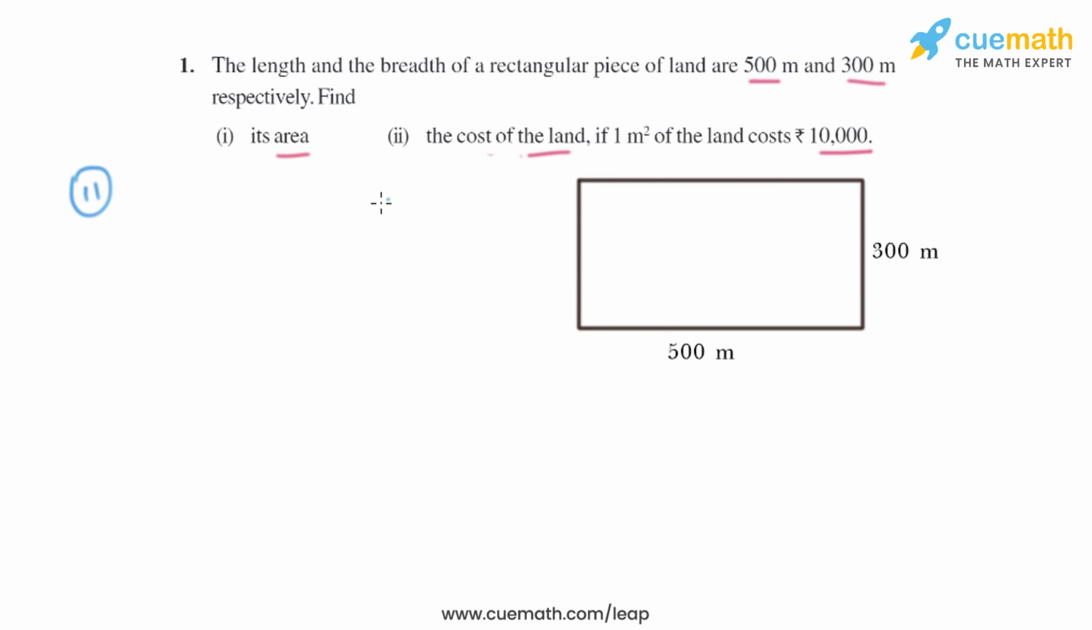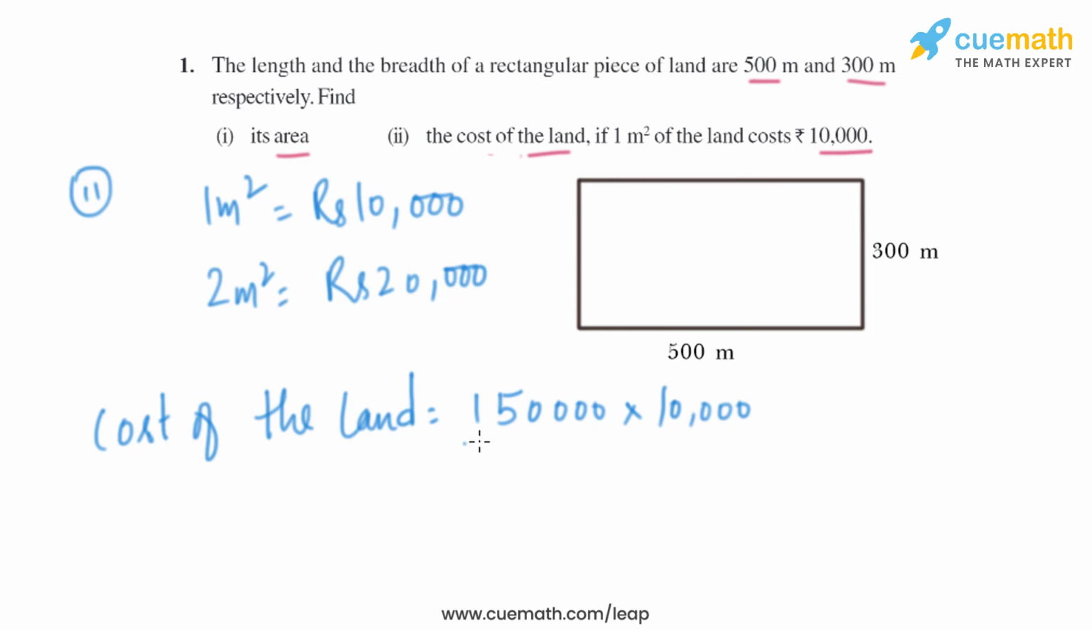Now in the next part it is given that we have to find the cost of the land if 1 square meter of the land costs rupees 10,000. So 2 square meter will cost 20,000. Similarly, for 150,000 it will be 150,000 multiplied by 10,000. So the total cost we will get will be 1,500,000,000. So that will be the cost of the land.